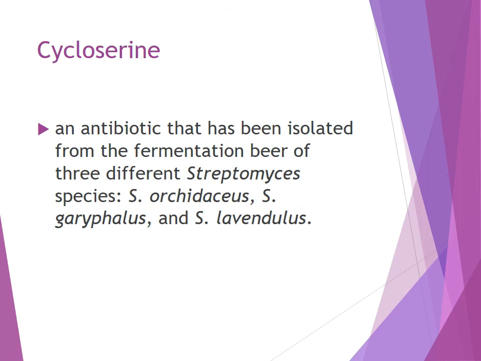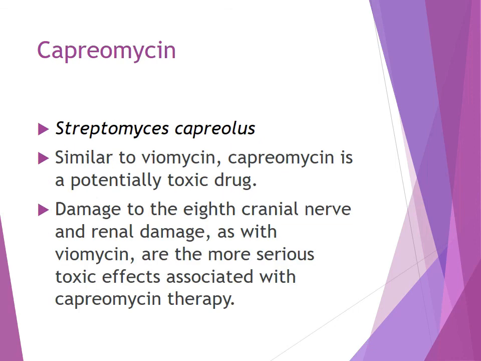Cycloserine. This antibiotic has been isolated from the fermentation beer of three different Streptomyces. We have your orchidaceus, garyphalus and lavendulae. So yung orchid ay color lavender, yung grapes ay color lavender. Cycloserine, fermentation of beer. Next, we have your capreomycin from Streptomyces capreolus. This is similar with your viomycin, and this drug is potentially a toxic agent because this drug will damage your cranial nerve and cause renal damage.